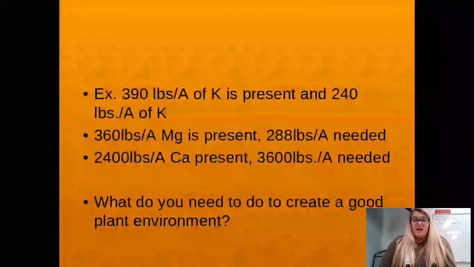If you're answering that, then we're looking at, if we have 390 pounds of potassium and we only need 240, do we have to add any? No. This would be the results of that test that you did, your soil test.